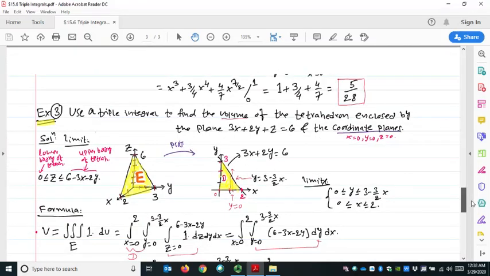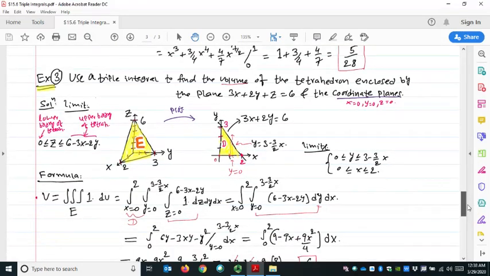Now let's do example 3, slightly different. Use triple integrals to find the volume of the tetrahedron enclosed by the plane given by 3x plus 2y plus z equals 6 and the coordinate planes. So our tetrahedron is bounded between this given plane 3x plus 2y plus z equals 6 and the coordinate planes.